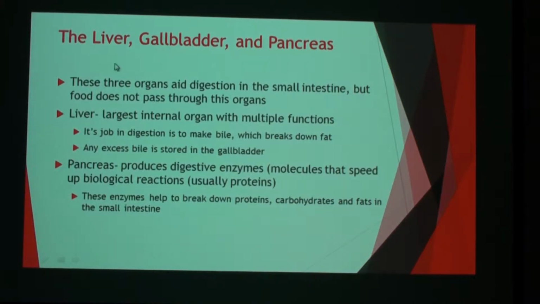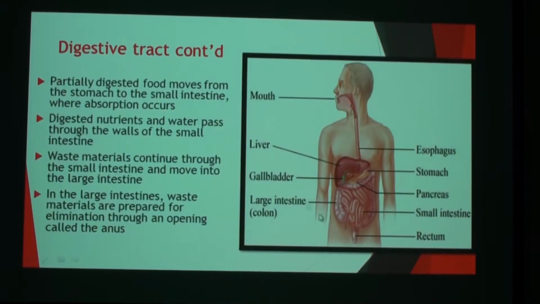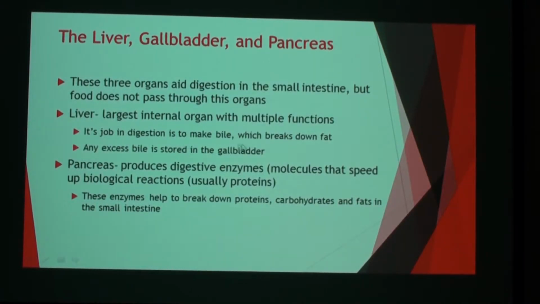And we also have some other organs that help in digestion, which are the liver, the gallbladder, and the pancreas. Just so you guys can see it, right here we have the liver, and then this tiny little organ in green is the gallbladder, and in yellow right here we have the pancreas. These three organs aid in digestion for the small intestine, but food doesn't go through them.